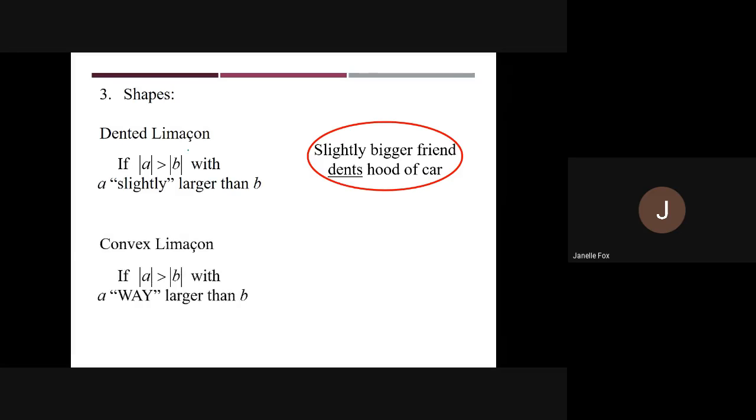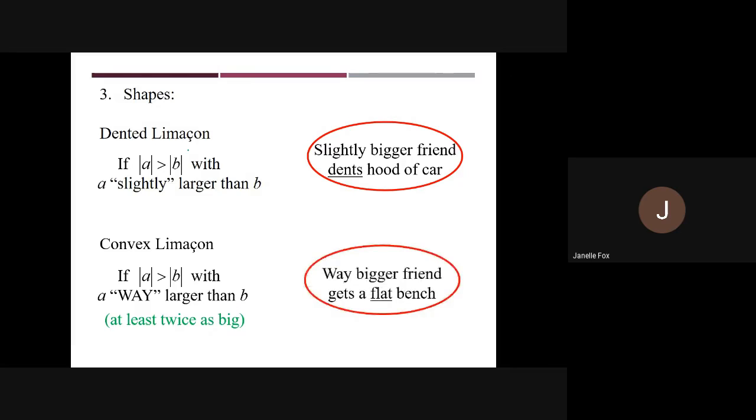But then, what if A is way larger than B? Way larger, and that means it's at least twice as big. So when it's at least twice as big, you would never in a million years say that to a friend who I am standing 6 feet away from. Of course, that joke never gets old. You're going to say, you don't get to sit on the hood of my car. You have to sit on this very nice flat bench. So they get a flat bench to sit on, and that is the shape of the graph: it has a flat piece to it, and that's how we're going to remember it.